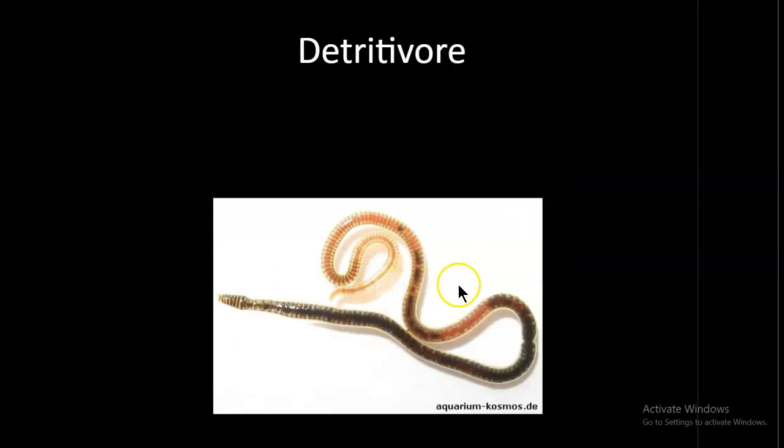this is a worm. It's a detritivore, and this is going to eat dead things. And this is just one type, but there are so many types, and they are so, so important in the ecosystem to break down dead things and restore it to the environment.